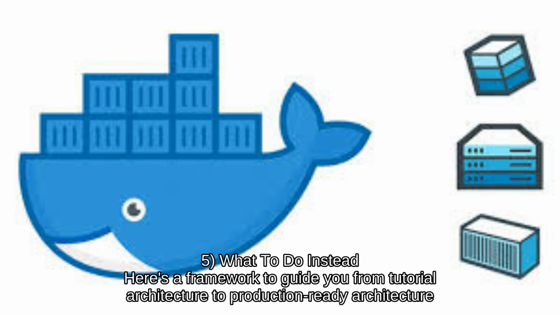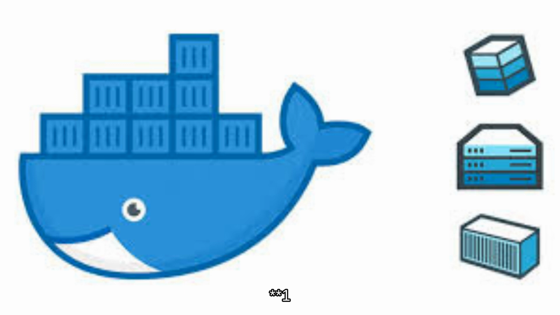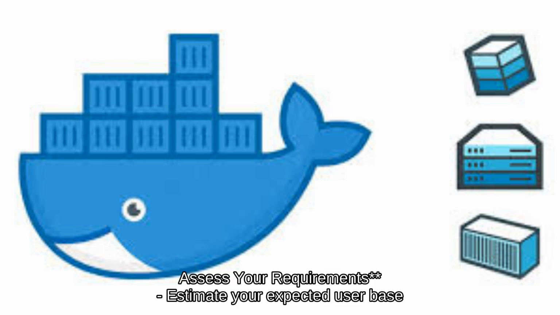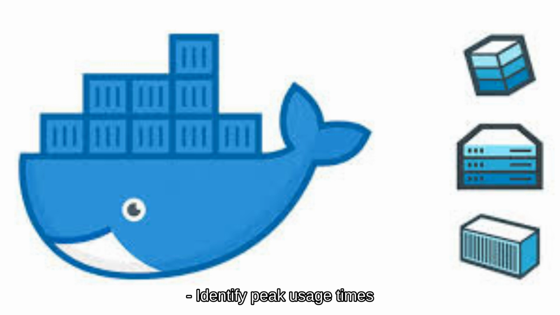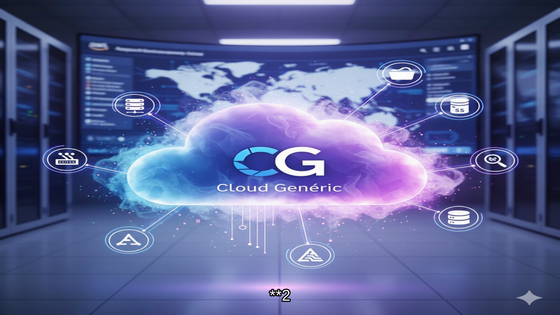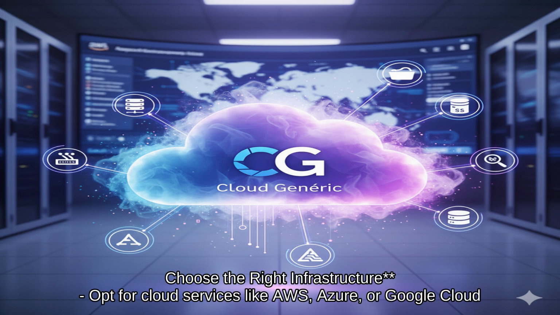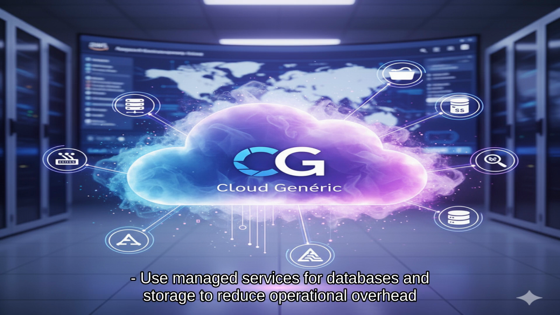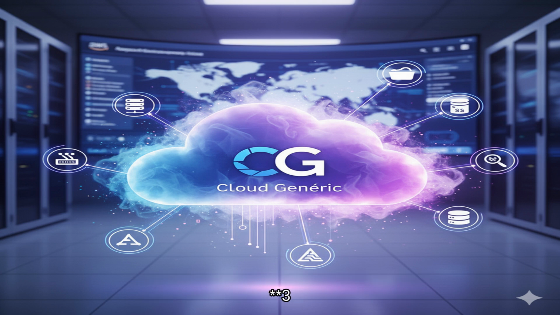What to do instead. Here's a framework to guide you from tutorial architecture to production-ready architecture. One, assess your requirements. Estimate your expected user base. Identify peak usage times. Plan for at least double your predicted traffic. Two, choose the right infrastructure. Opt for cloud services like AWS, Azure, or Google Cloud. Use managed services for databases and storage to reduce operational overhead.